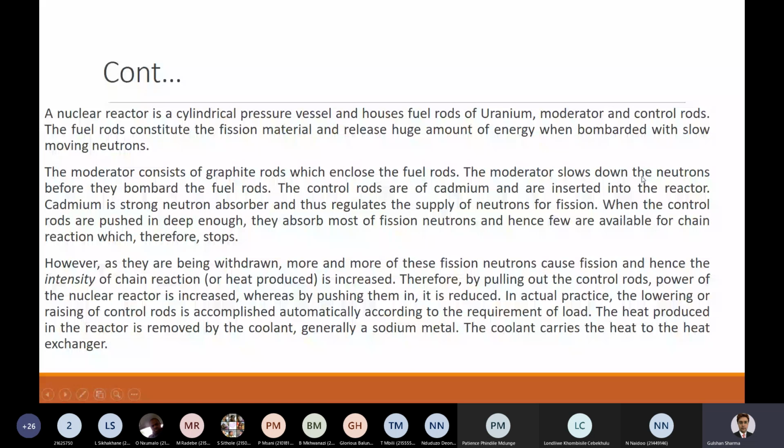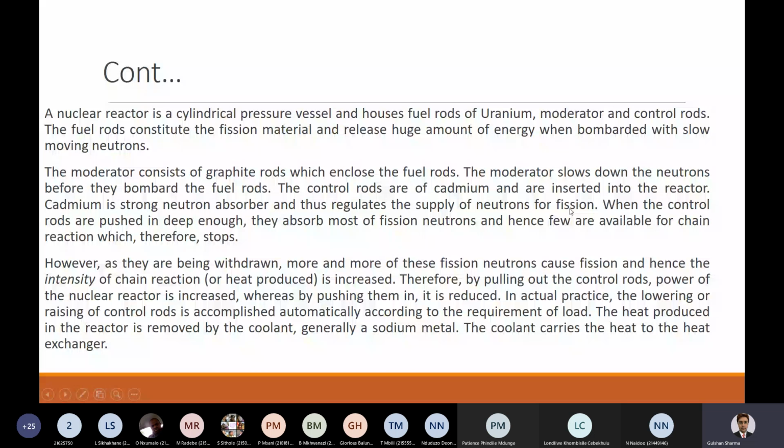Control rods are made of cadmium and are inserted into the reactor. As we have discussed, cadmium is a strong neutron absorber and thus regulates the supply of neutrons for fission, because if the neutrons are available, the fission reaction will continue and it can burn or explode your reactor. So that's why it is very important to control that fission reaction.